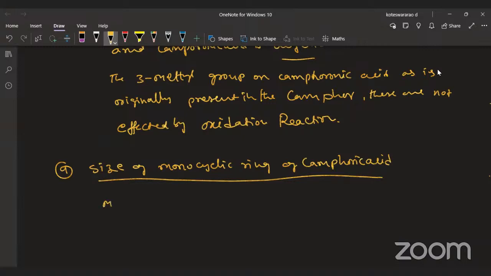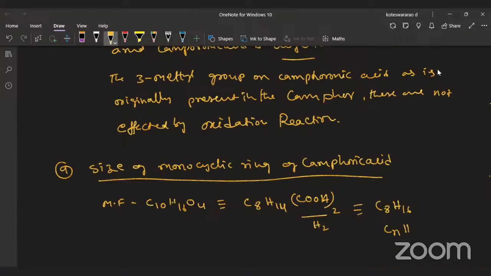Now, what is the molecular formula? The camphoric acid molecular formula is C10H16O4. It is a dioic acid. C8H14 with COOH taken twice. Now these are monovalent, equivalent to 2 hydrogens, therefore it will be converted into C8H16. That C8H16 is CnH2n.